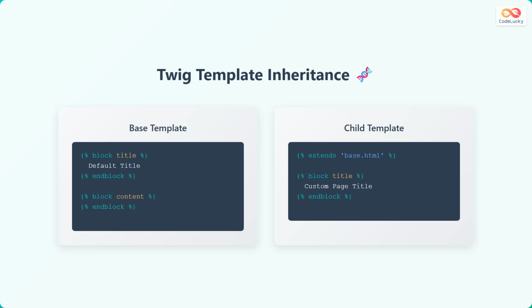Twig supports template inheritance, which allows you to define a base template and then extend it in child templates. In the base template, you can define blocks using {% block %} and {% endblock %}. For example, you might have a block for the title and another for the content. In a child template, you can extend the base template using {% extends %}, and then override the blocks defined in the base template. For example, you can override the title block to provide a custom page title.